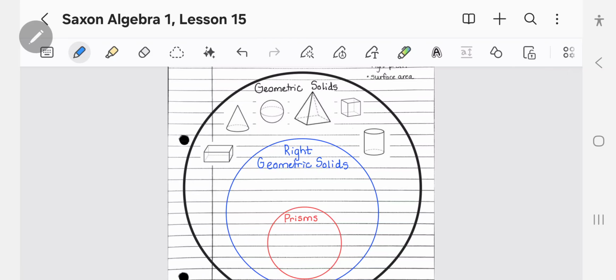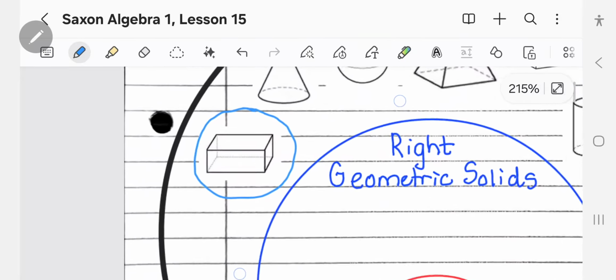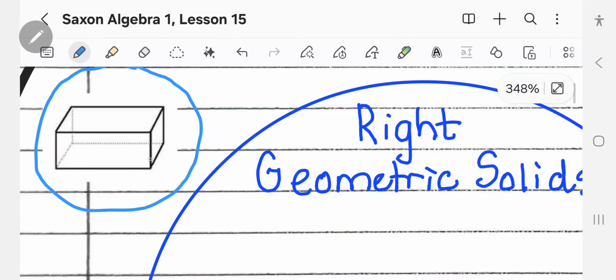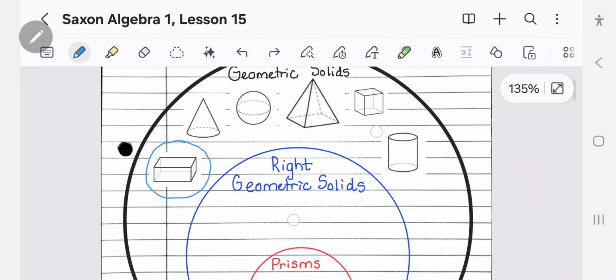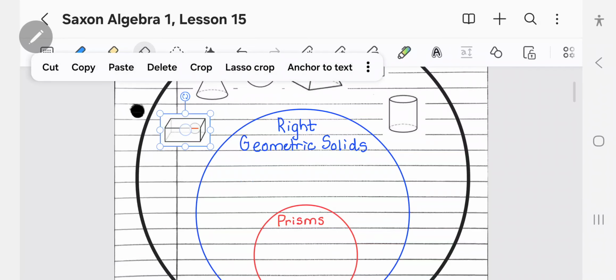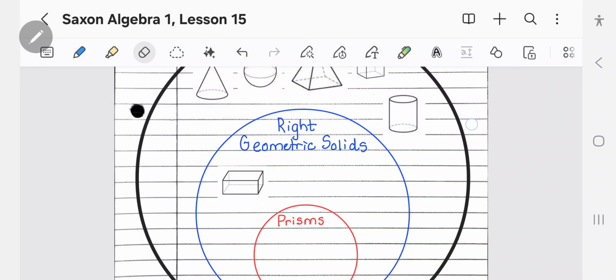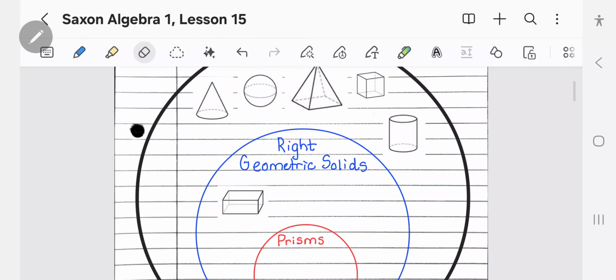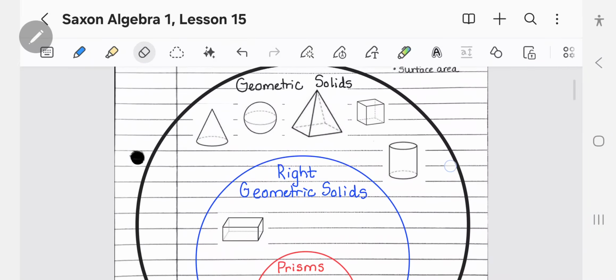The textbook explains that right geometric solids are figures that have 90-degree angles in them. So it's going to be figures like this. See how it's a rectangle that meets another rectangle, so you can imagine there's a corner, a 90-degree angle there, and all of these corners are 90 degrees. So that is a right geometric solid. In fact, let's move it into this circle here to show that yes, it is a geometric solid, but more specifically, it's a right geometric solid.